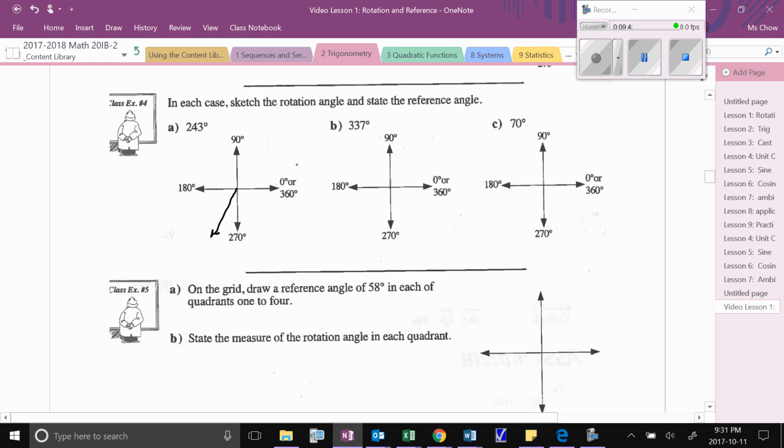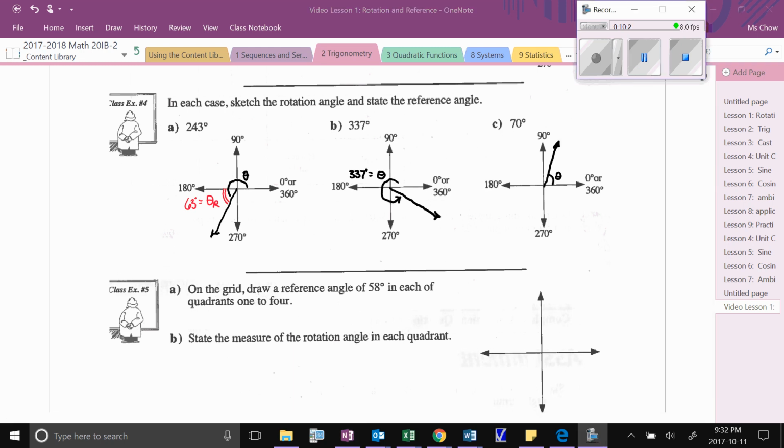And so we can see the rotation angle is going to be this whole thing, so that is theta. I'll use a different color. For my reference angle, that terminal arm is closest to, again, that negative x-axis on this particular one. So this is my theta r, my reference angle, and the degree measurement between our terminal arm and the negative x-axis is going to be 63 degrees. Okay, so hit pause and try B and C on your own.